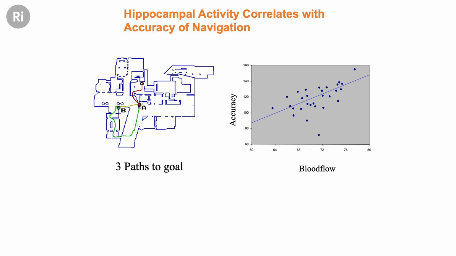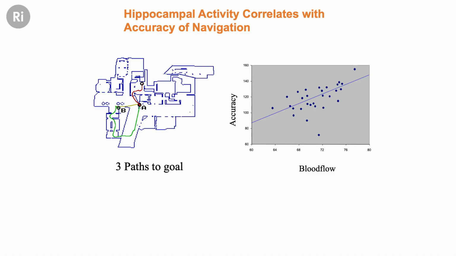And it turned out that this part of the brain, the hippocampus, became more active when the person was actually using the best strategy and going directly from one place to another. So there was not only evidence that it was being used, but it seemed to increase the amount of use that it was being subjected to in terms of the activity, as shown on the plot on the right-hand side, which shows the amount of activity on the x-axis and the accuracy of the actual navigation on the right.